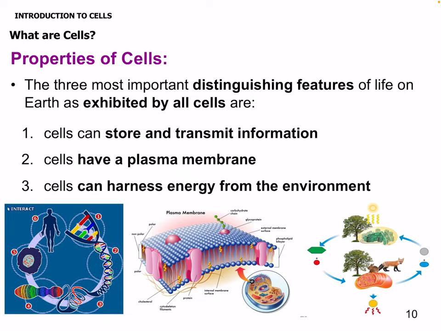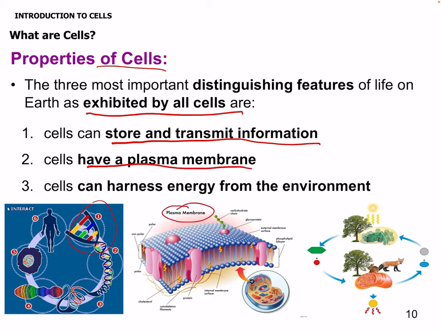So what are these cells made out of? The three most important distinguishing features of life on Earth are exhibited by all cells. These are the fact that cells can store and transmit information. So here, for example, we have our DNA. Cells have a plasma membrane. So here's a phospholipid bilayer plasma membrane, which we'll talk about in more detail later. And cells can harness energy from the environment. So here we have our animals and our mitochondria for oxidative phosphorylation. Then here's an example of photosynthesis in plants.